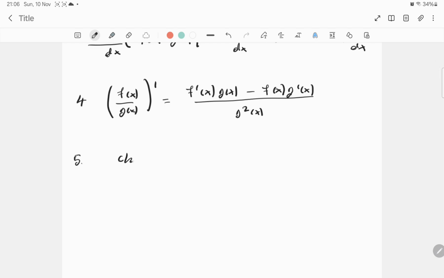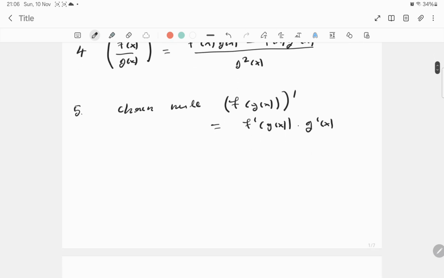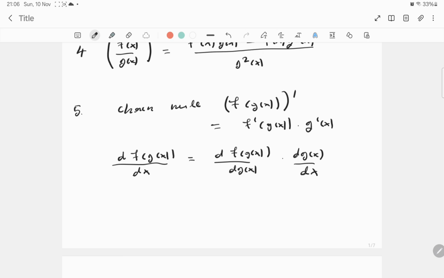Chain rule. If I have the function f of g of x, a function inside another function, the derivative I can write as f prime of g of x times g prime of x. Or you can see this as d f of g of x over dx. You can write it as d f of g of x over d g of x times d g of x over dx.